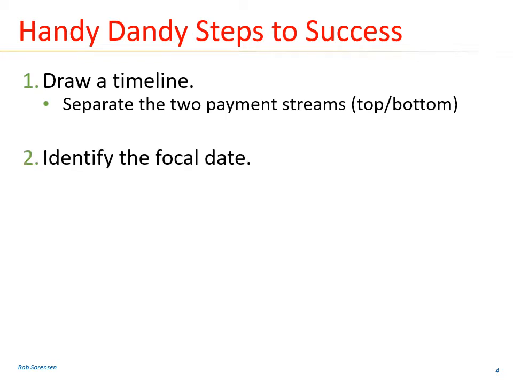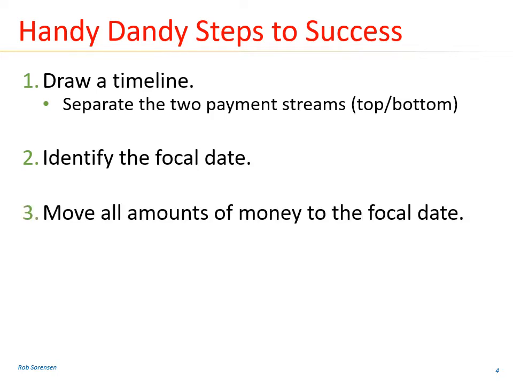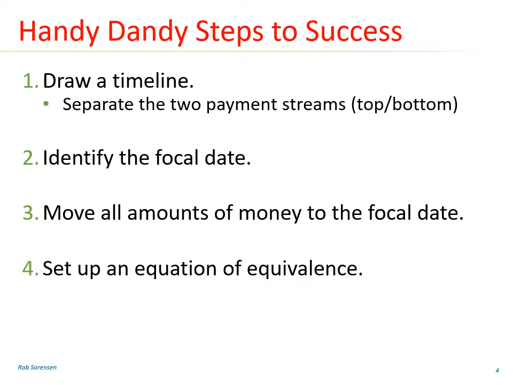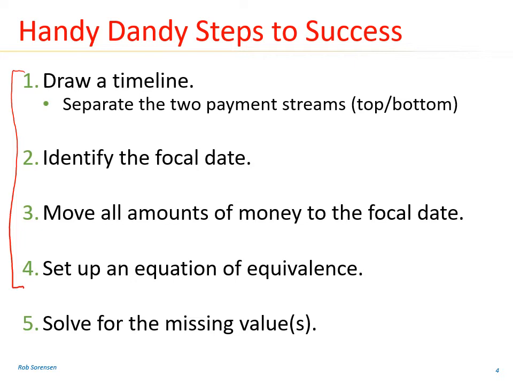You have to identify the focal date. Sometimes you're given a focal date, other times you can just pick one that seems easy to work with. Move all of the amounts of money to the focal date. Then set up your equation of equivalence. If you've come that far, you've done the hard work. That's really what finance is all about. The last little step is to do the calculations and solve for the unknown value. That's fairly easy once you've done all the setup work. So really concentrate as you're going through these, especially at the beginning, on getting that timeline working for you, so that it can help you out.